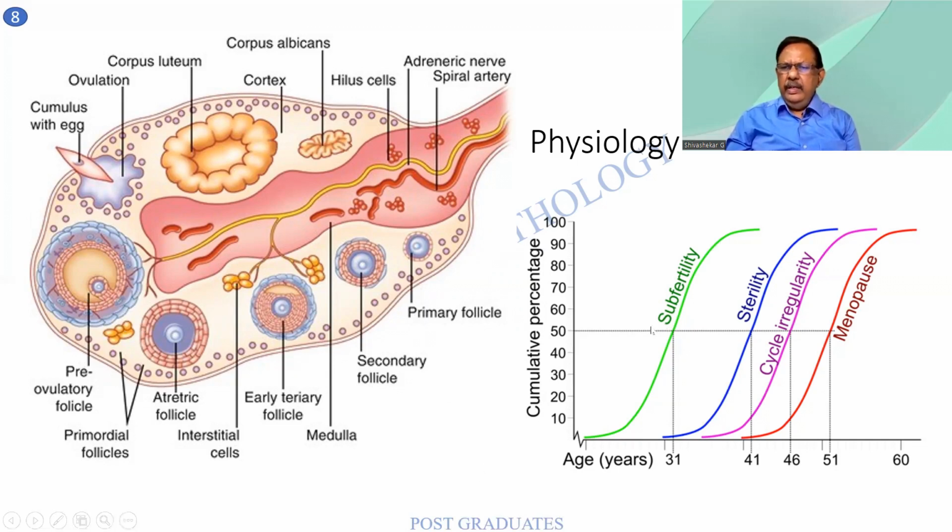And in the physiology of the female, in the early ages, they are subfertile. Then there is sterility. Then there can be cyclical irregularity. There can be a menopause. These are all the various problems in fertility. You cannot expect a 14-year-old girl to become pregnant. Also, progressively there is a decreased chance of becoming so.